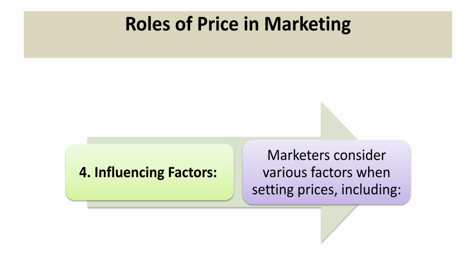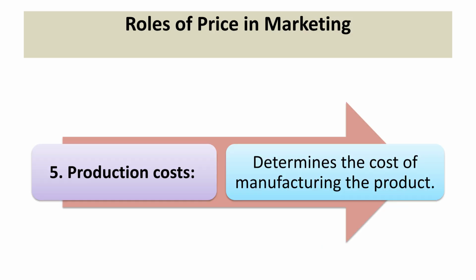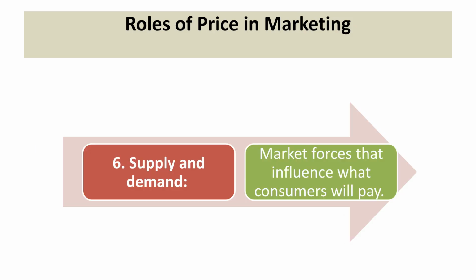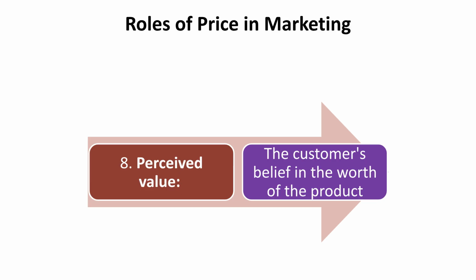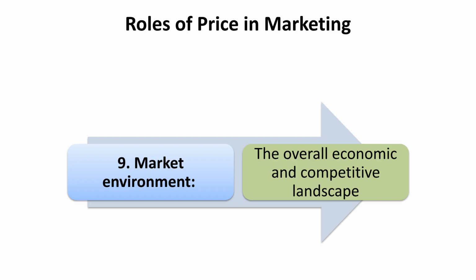Fourth, pricing involves influencing factors. Marketers consider various factors when setting prices. Fifth, production costs are essential, as they determine the cost of manufacturing the product. Sixth, supply and demand are market forces that influence what consumers will pay. Seventh, competitor pricing, which is the price set by competing businesses for similar products, must be considered. Eighth, perceived value refers to the customer's belief in the worth of the product. Finally, the market environment, including the overall economic and competitive landscape, plays a role in pricing decisions.